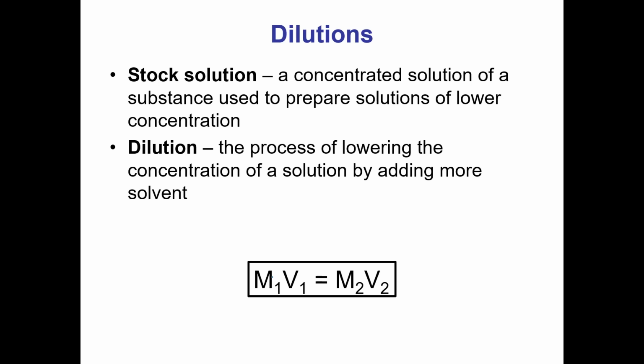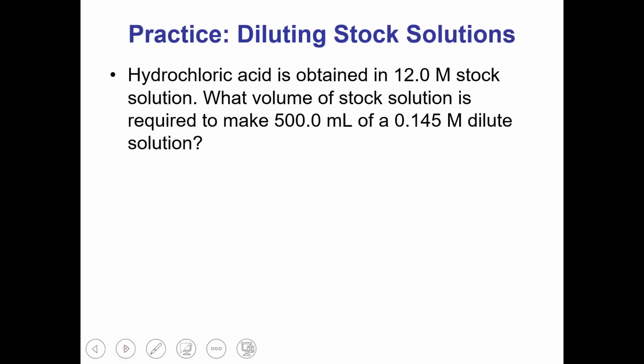The equation is M1V1 equals M2V2. So the original concentration times the original volume is equal to the new concentration times the new volume. So let's take an example and dilute a solution here. So hydrochloric acid is obtained in 12 molar stock solution. We want to know what volume of stock solution is required to make 500 milliliters of a 0.145 molar dilute solution.